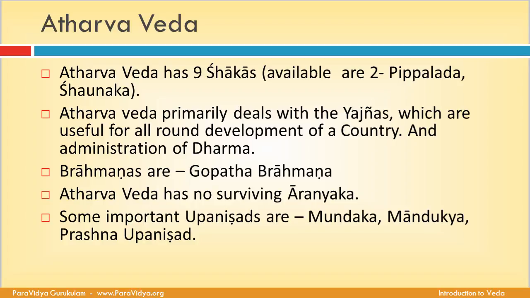Atharva Veda. Atharva Veda has 9 shakhas. Available are 2: Pippalada, Shaunaka. Atharva Veda primarily deals with the Yajnas, which are useful for all-round development of a country and administration of Dharma.